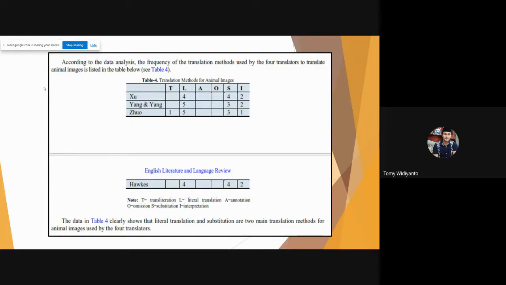Okay, the data in the table show us that literal translation and substitution are the 2 main translation methods for animal images used by the 4 translators. Okay, the next slide, please.